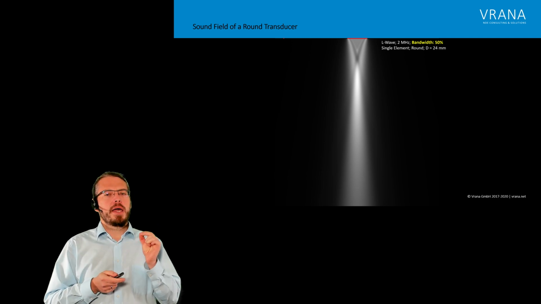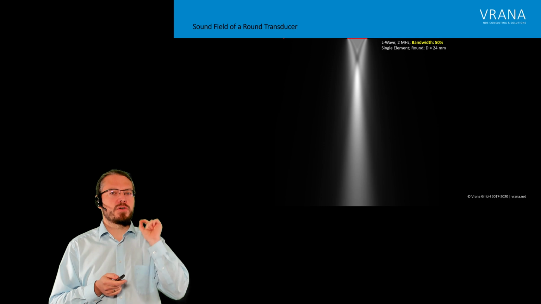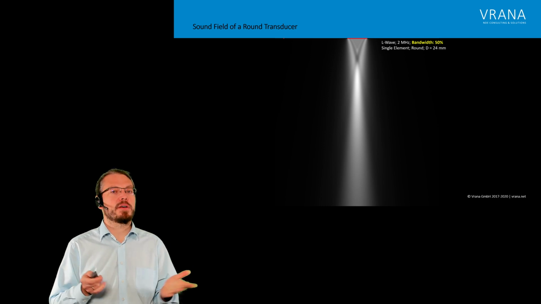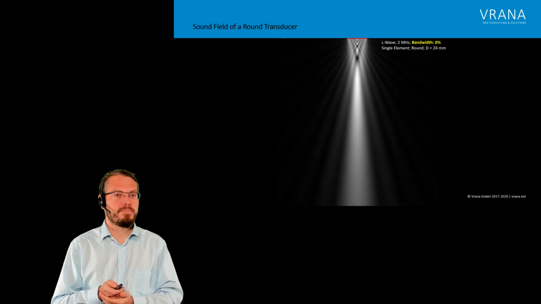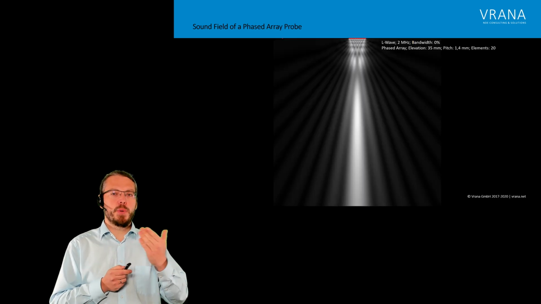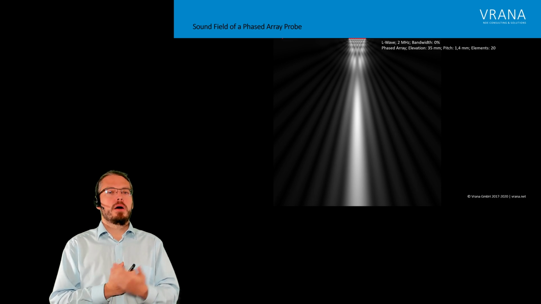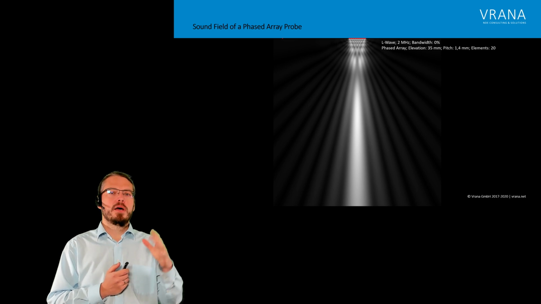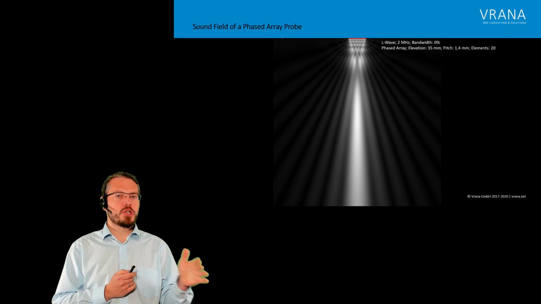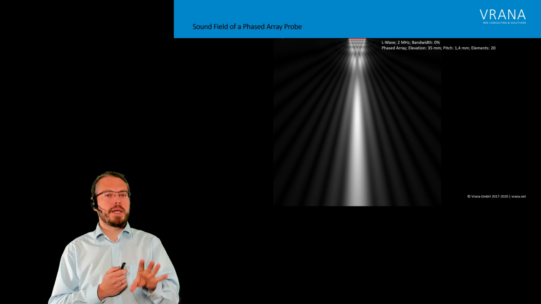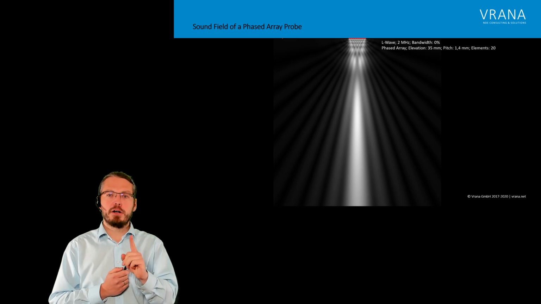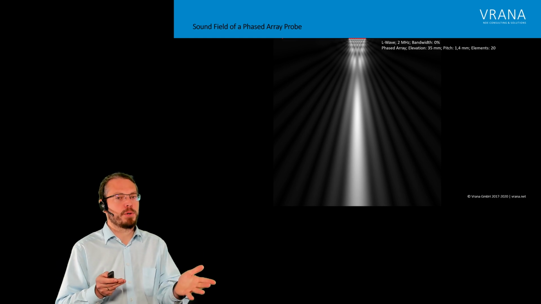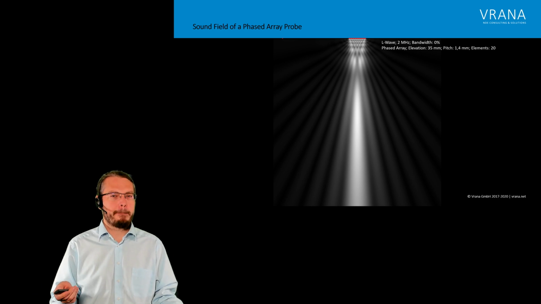Now, you might say, but I'm using a phased array probe. Yeah, let's look into the sound field of a phased array probe. Okay, here we go. This is a phased array probe, L-wave, 2 megahertz, so similar to the one above. We have an elevation of 35 millimeters, a pitch of 1.4 millimeters, 20 elements. Again, here with our 0% bandwidth, and again, we can see all those interference patterns and all those side lobes.